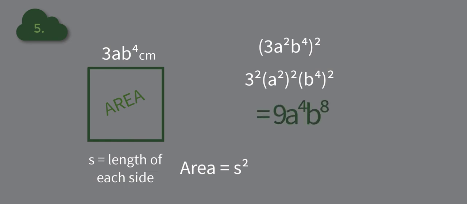So 3 squared is 9. A squared squared is a to the 4th, because it's 2 times 2. And b to the 4th squared is b to the 8th. B to the 4 times 2, which is b to the 8th. And let's not forget, we were given centimeters. This is area. So our response is going to be in centimeters squared, or square centimeters.